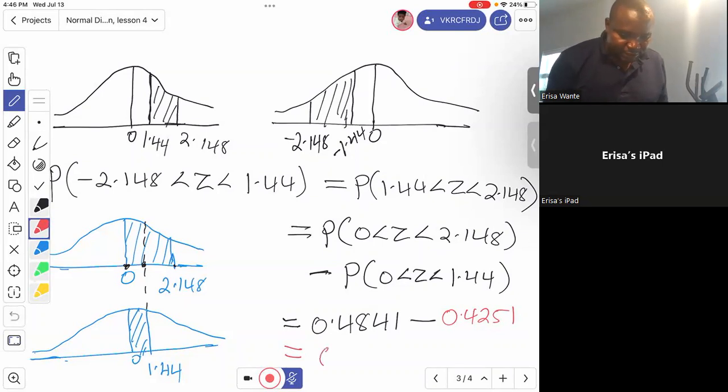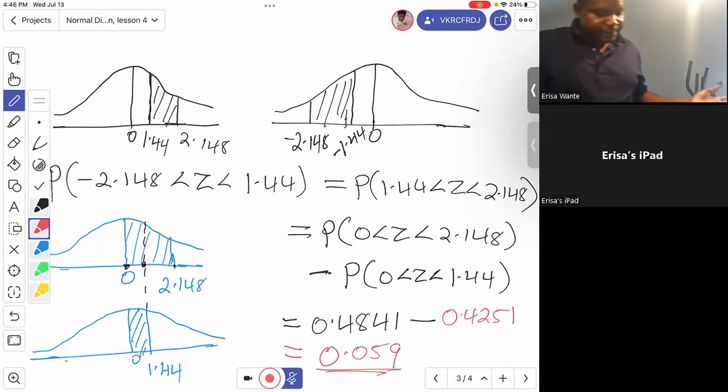So this is 0.059. So that's the probability, okay? That negative 2.148 is less than Z is less than 1.44. And we have it, okay?